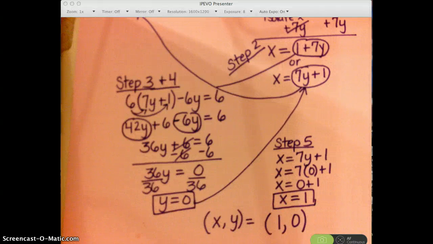Any questions about the first example? Any questions that you have, make sure you note those questions on your note sheet. Okay, we're going to move on to example 2.